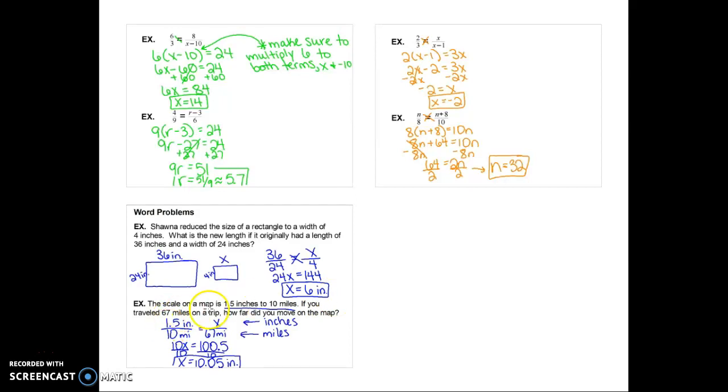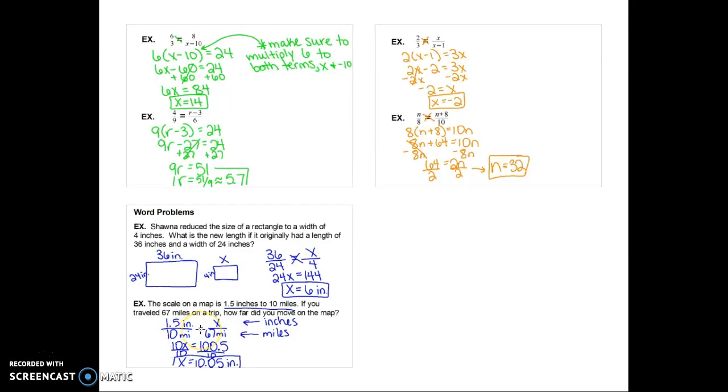Okay, then the scale on a map is 1.5 inches to 10 miles. If you traveled 67 miles on a trip, how far did you actually move on the map? Okay, so this is a real life example that you will encounter a lot. So 1.5 inches to 10 miles. Now remember from the beginning that that word "to" symbolizes your fraction. So 1.5 inches divided by 10 miles.